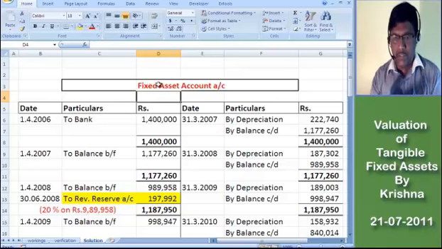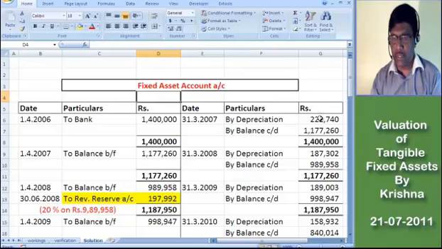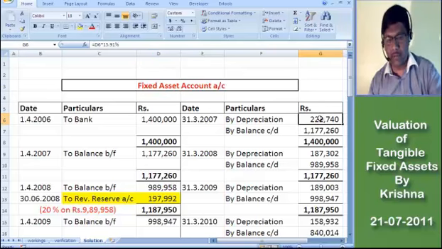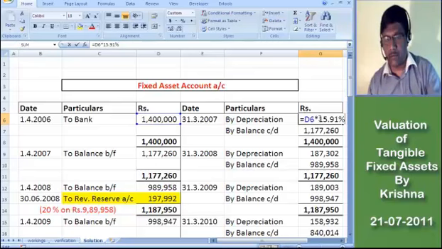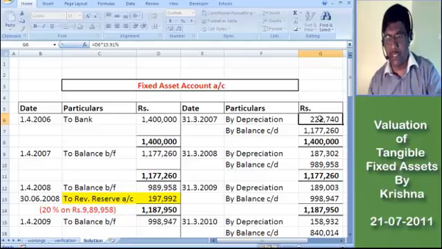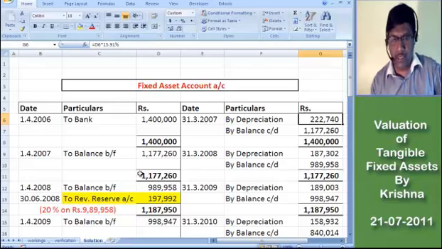In the first year, on 31/3/2007, we have to calculate 15.91 percentage as the depreciation rate. Are you able to understand? 14 lakh into 15.91 percentage. So the depreciation is coming around 2,22,740. We are having a balance carried over of 11,77,260, and the next year it is being brought forward.